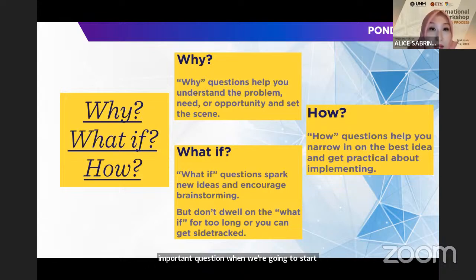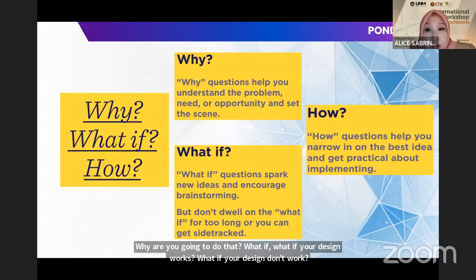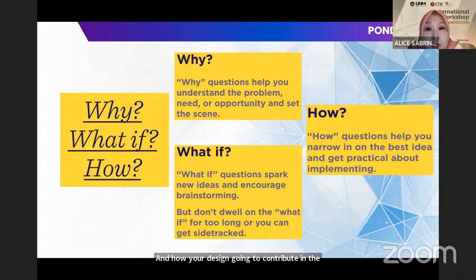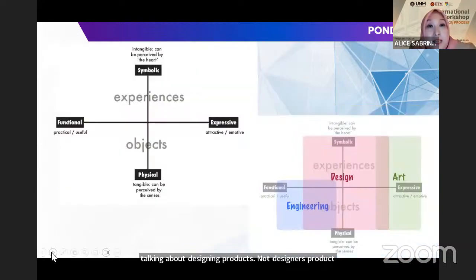Why? Why are you going to do that? What if? What if your design works? What if your design doesn't work? And how is your design going to contribute in the long run, in the short term, in the present context? So the questions of why, what if, and how are actually the questions that made IDEO successful. IDEO is one of the companies that started designing products, not designer products, but products that fit all the common people. And I will go into that later.